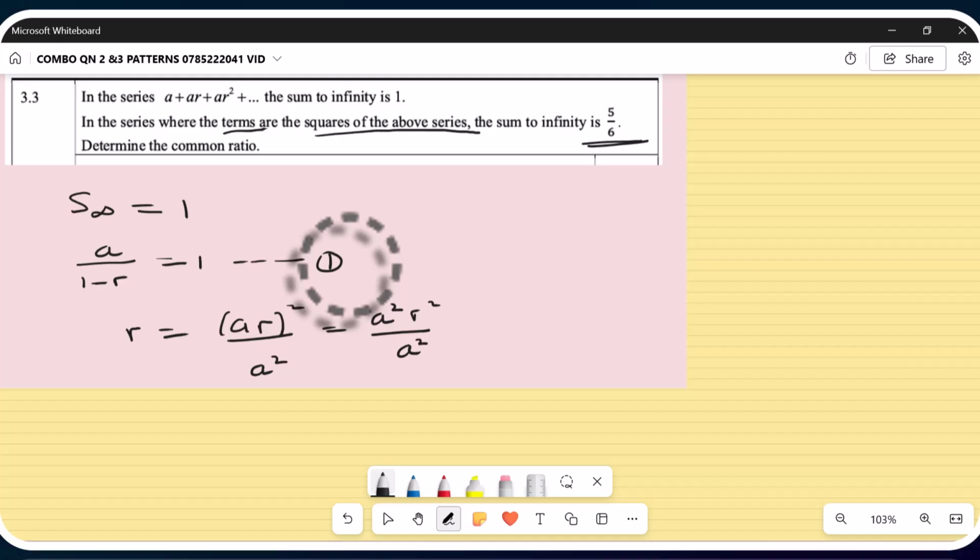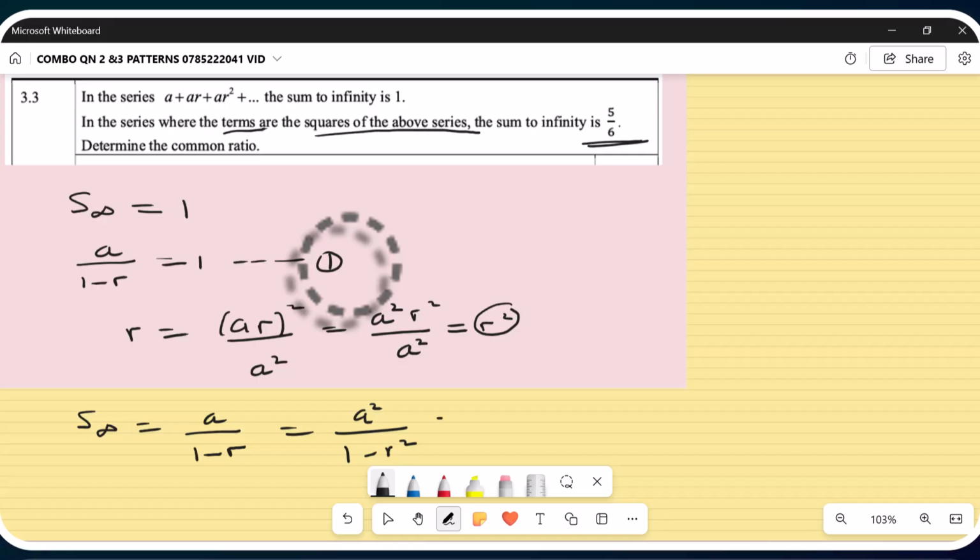I'm going to cross multiply, right? I can cross multiply. If I cross multiply, I'm going to get 6 times a to give me 6a equals 5 multiplied by 1 plus r, right?